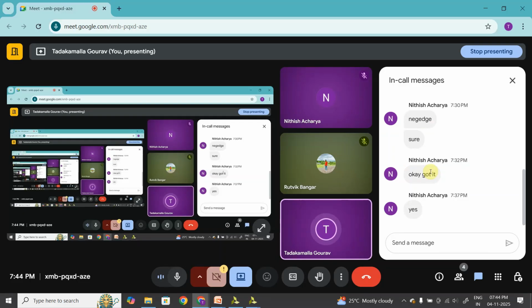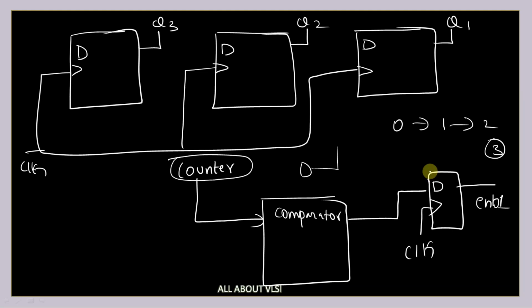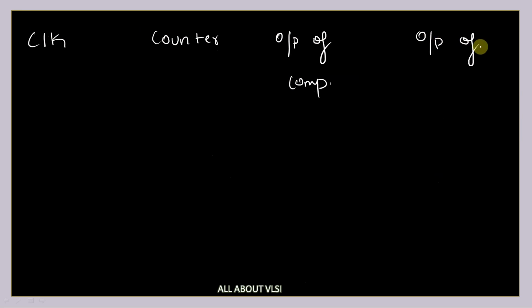Is the circuit clear? Now what is happening? Let us try to understand. This is my clock, and this is my counter, and this is my output of comparator, and this is my output of first D flip-flop. So no clock is given. We have applied reset signal. What is the value of counter? It is equal to 000.